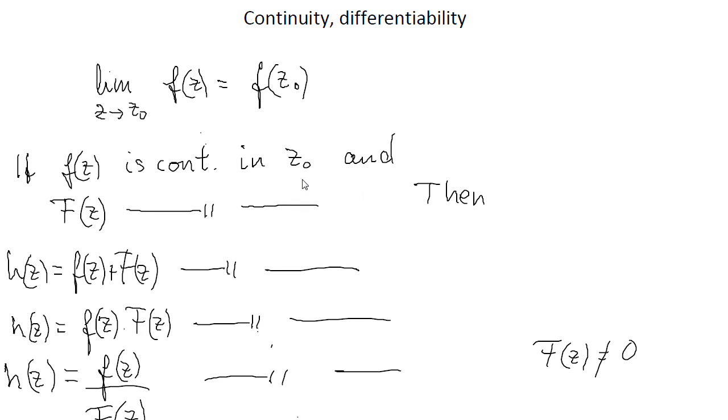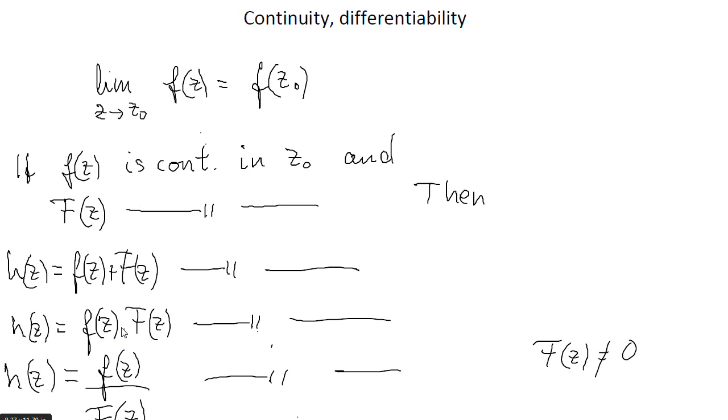Let's consider some other properties of continuity. This is the definition of the fact that a function is continuous at a point z0. And using the properties of limits that we have shown you before, it is rather easy to see the following. If f(z) is continuous at z0 and capital F(z) is continuous at z0, then the sum of these functions is also continuous at z0.